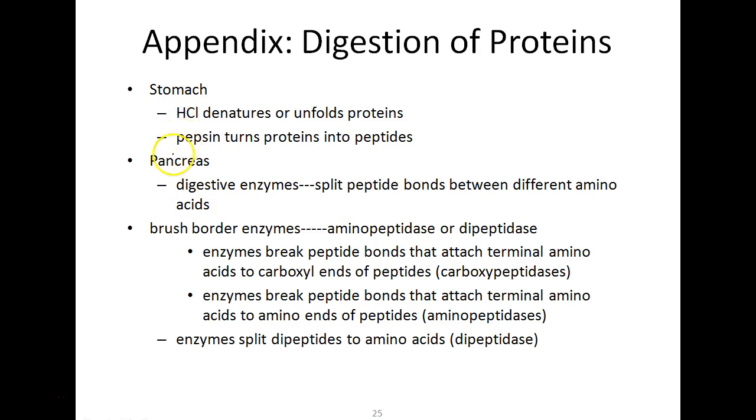Furthermore, proteins get broken down in the pancreas because that is secreting digestive enzymes, and these enzymes are going to split the peptide bonds that hold those amino acids together. Another way we get proteins broken down is through brush border enzymes, and these enzymes are going to again break those peptide bonds, but these are the ones that attach the terminal amino acids to the carboxyl ends of the peptides. And then we see that in the large intestines, nothing happening with the digestion of proteins.